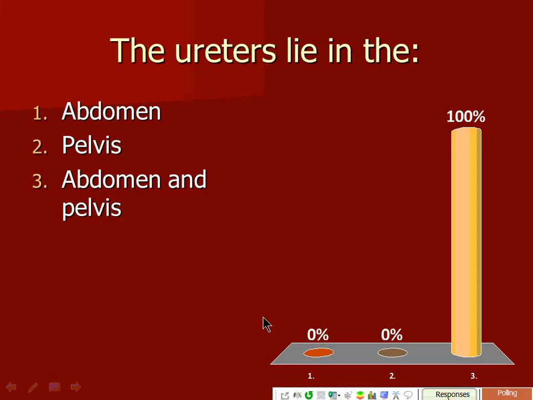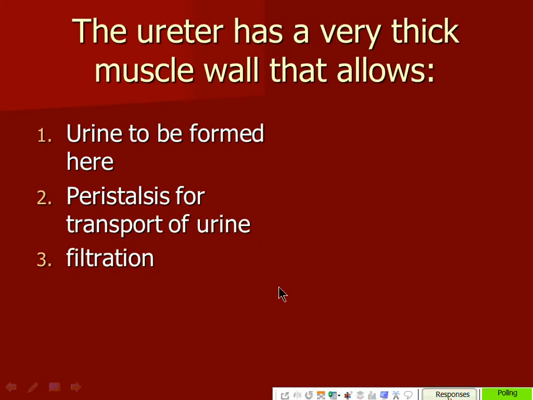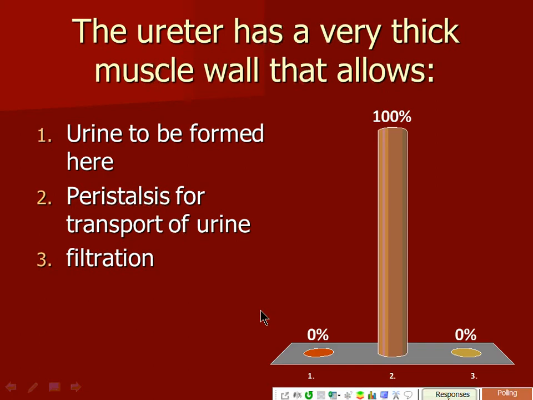Very good. Both abdomen and pelvis, so it could be injured in either place. And the ureter has a very thick muscle wall that allows peristalsis for transport of urine.